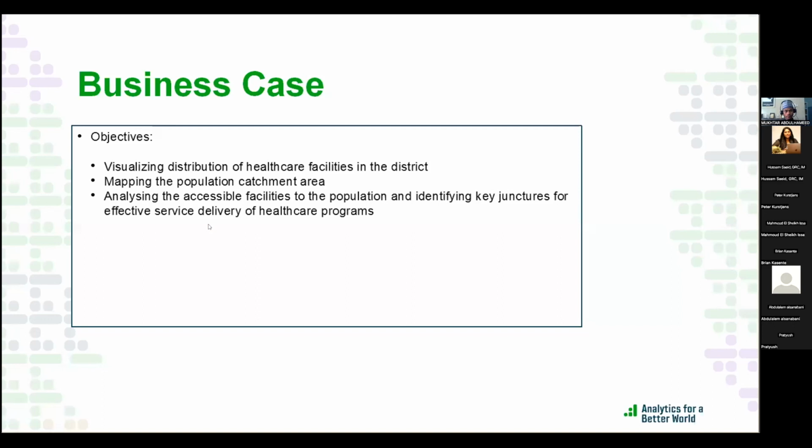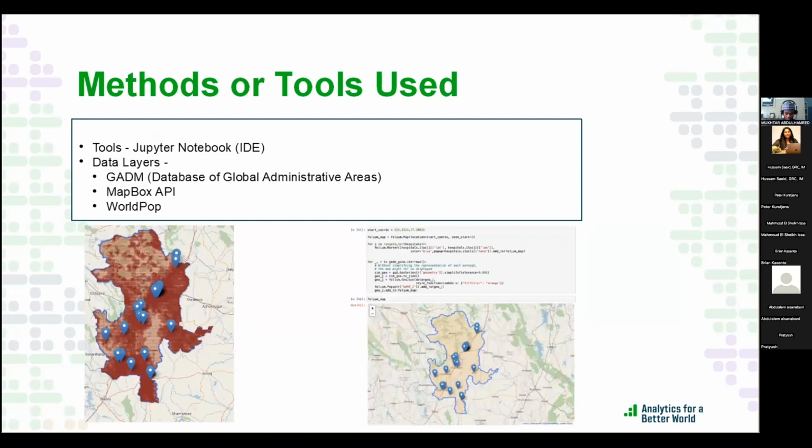So the objectives in this project are: we want to visualize the healthcare facilities in the district. We also want to map the population catchment area all over the district, and we want to analyze the accessible facilities for the population, and we want to identify key junctures which will be effective for better service delivery for the health programs. The tools that we have used are Jupyter Notebook, the IDE, and we have used data layers such as database of global administrative areas, Mapbox API, and WorldPop.